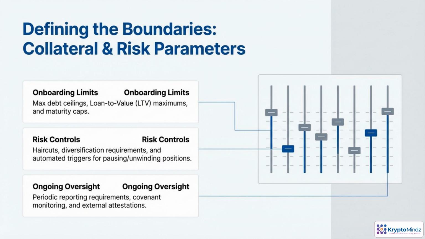Working with RWA collateral is really about choosing how far you're willing to turn each risk knob. You start with onboarding limits: maximum debt, LTV caps, and how long funds can stay lent. These keep overall exposure bounded from day one. Then you layer on risk controls: haircuts, diversification rules, and automated triggers that slow or unwind positions when metrics move. Finally, you add ongoing oversight: periodic reporting, covenant checks, monitoring, and third-party attestations to confirm reality still matches the model.